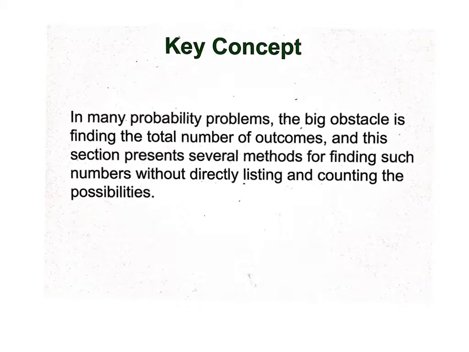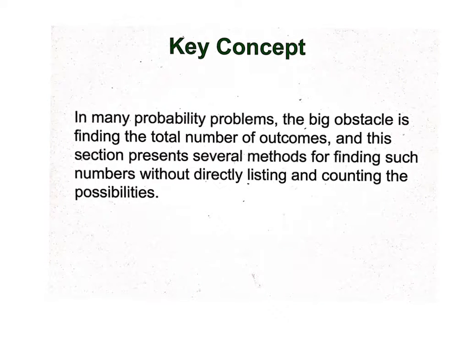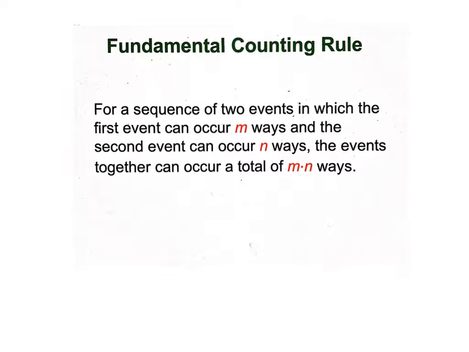In many probability problems, the big obstacle is finding the total number of outcomes. And this section provides several methods for finding such numbers without directly listing and counting the possibilities, which means it's a quick way to find your total number of outcomes without having to list everything like we did the B, B, B, G, G, G's, all those things the other day. So hopefully this makes it a lot quicker.